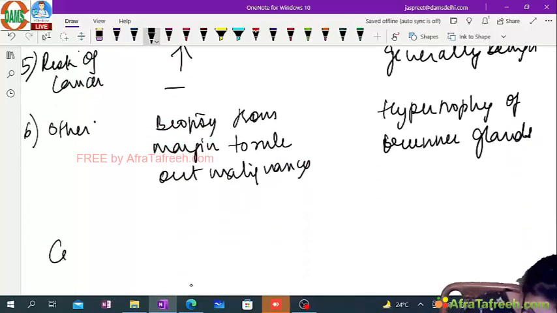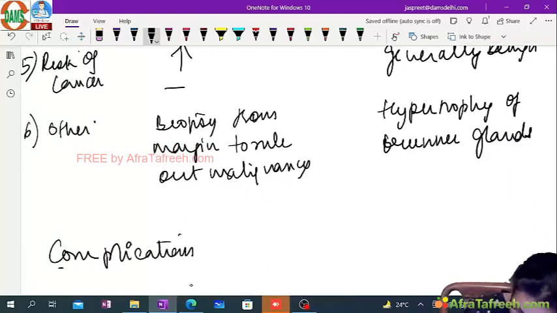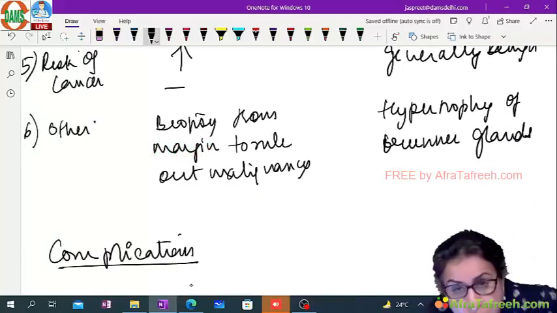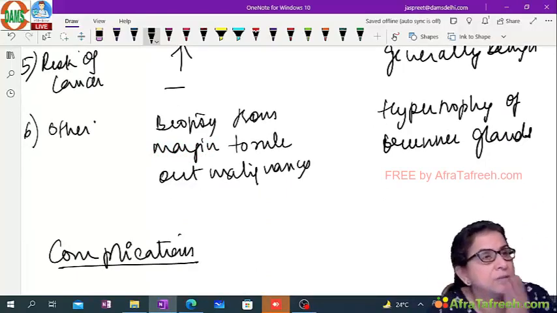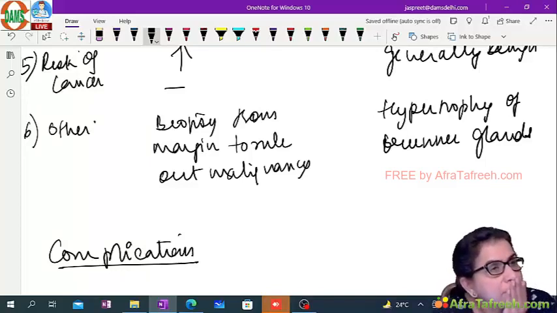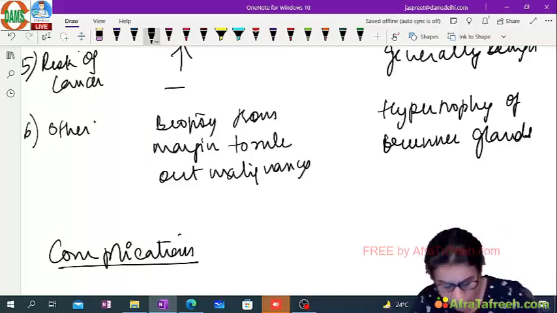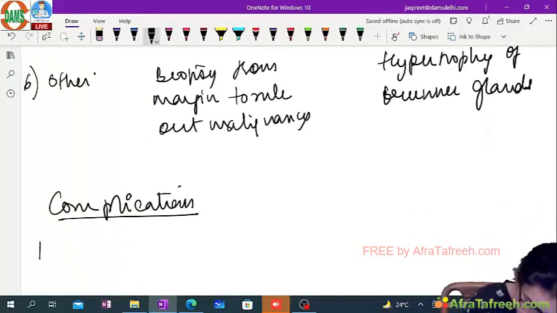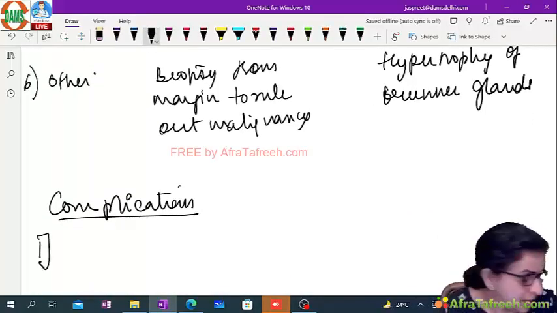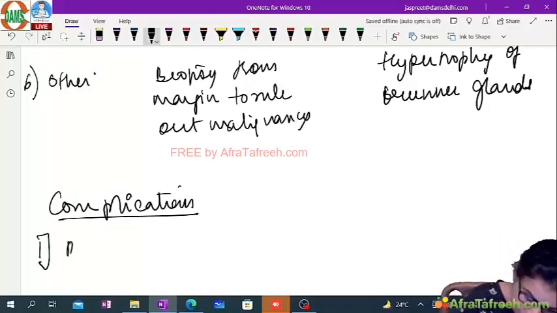Now, what are the complications of gastric and duodenal ulcers? Whether gastric or duodenal, what are the complications? The first complication is hemorrhage or bleeding.